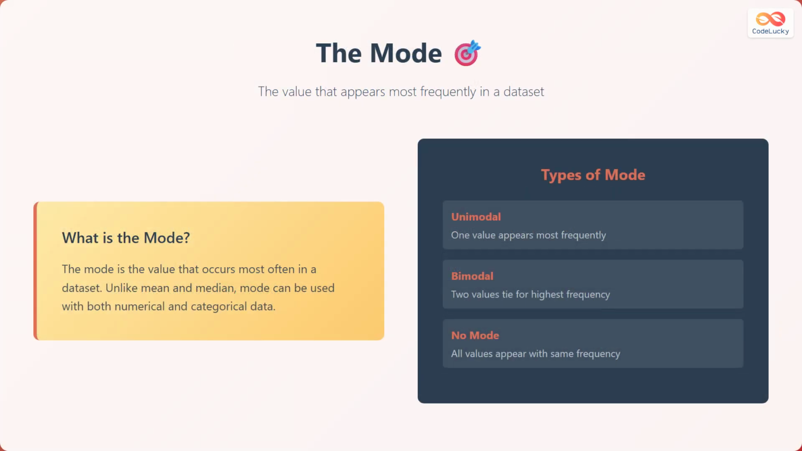Next up is the mode. The mode is the value that occurs most often in a dataset. Unlike the mean and median, the mode can be used with both numerical and categorical data. There are different types of modes. Unimodal, where one value appears most frequently. Bimodal, where 2 values tie for the highest frequency. And no mode, where all values appear with the same frequency.